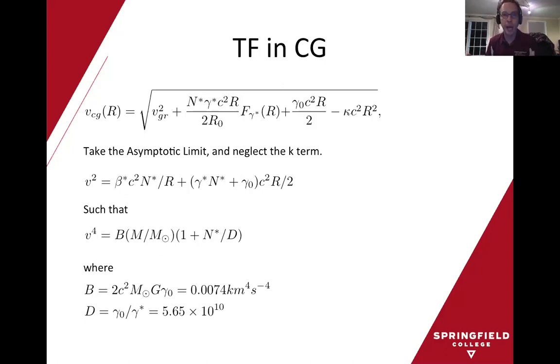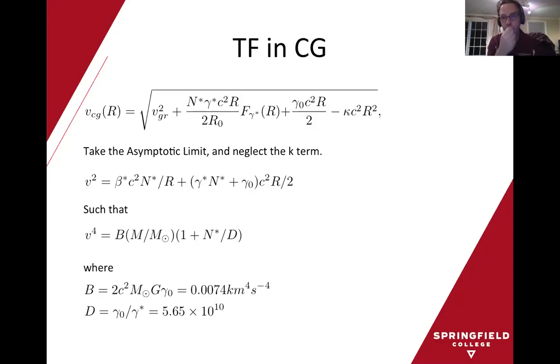If we do that math and take it in the limit such that we're past the point where the Newtonian fall off is totally missing, we get a nice concise formula, down here, such that V to the 4th is this parameter B, which is given by a bunch of constants of nature, multiplied by the mass. So if we ignore that 1 plus n star over d term, then we see an exact Tully Fisher relationship. V to the 4th is equal to something times the mass.